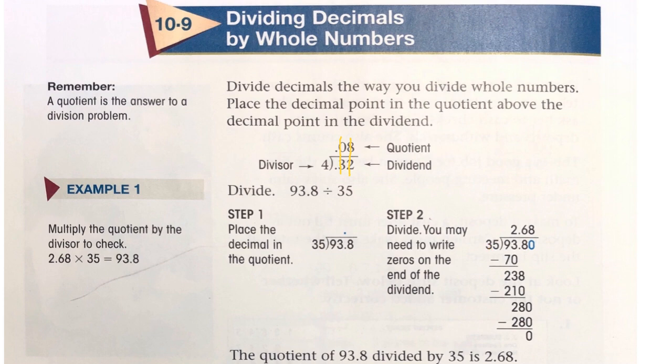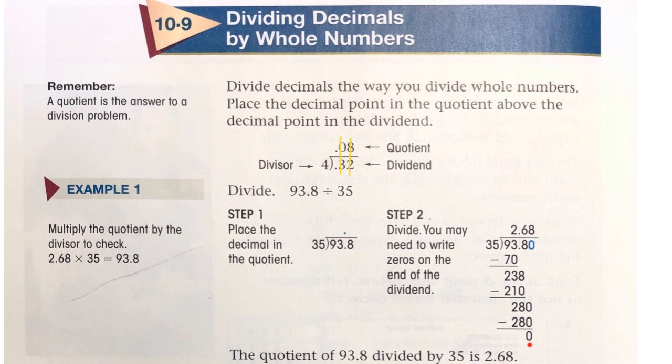So you're going to start, 35 doesn't go into 9, but 35 goes into 93 twice. 2 times 35 is 70, leaving you with 23. Bring down the 8. 6 35s goes into 238, and that's 210. 6 times 35 is 210. Subtract 238 minus 210, you're left with 28. Well, instead of a remainder, write another 0 to the right, bring it down. Now 280, you can fit 8 35s into 280 because 8 times 35 is 280.